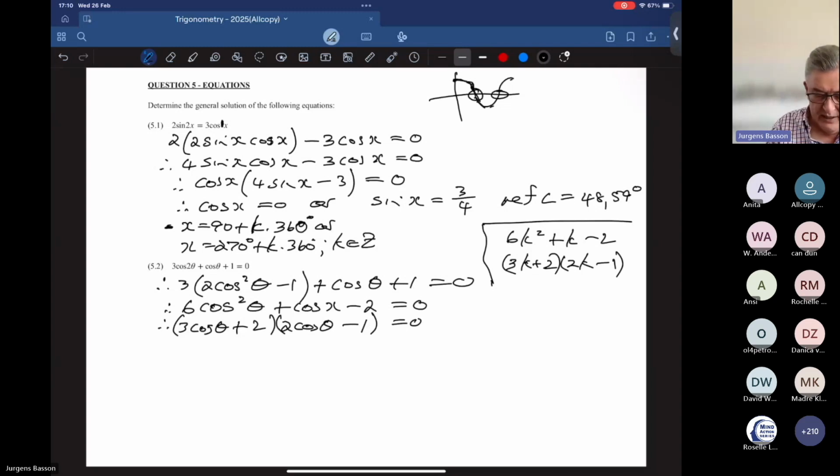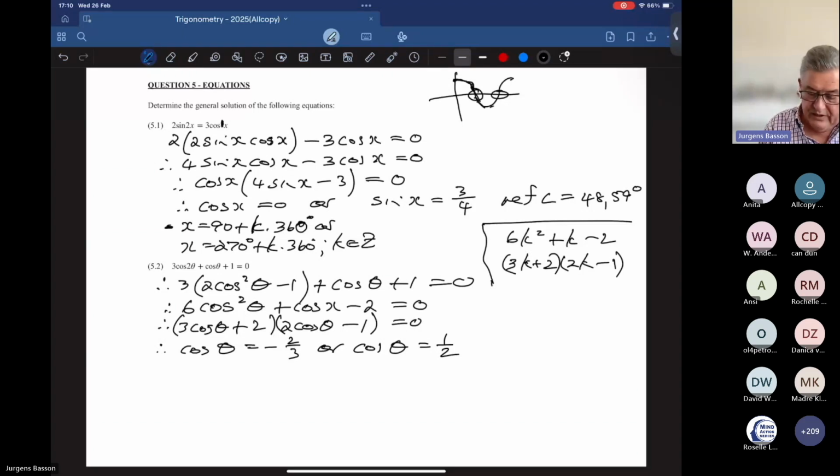So now I can split them, and I can say cos theta is equal to negative 2 over 3, or cos theta is equal to a half. And now we need to find reference angles. So the cos theta a half is easy, reference angle 60. There's 2 over 3. We must go and find the reference angle of that one. So let's quickly do the cos one.